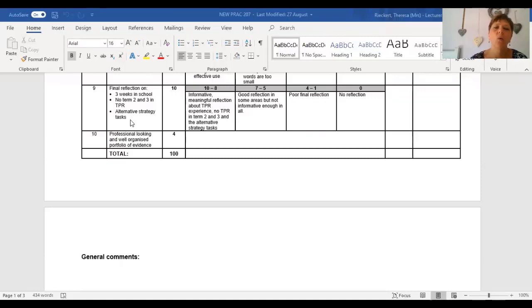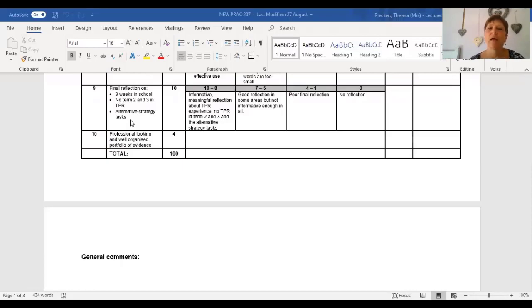And then also they have to reflect on the extra tasks that they were given. Because they didn't go into schools, they were asked to do 5 alternative strategy tasks, which I will also explain in a separate video. But we asked them to also include in their reflection the fact that they now had to do the 5 tasks to basically replace their time in schools. So the reflection will be a little bit different this time.